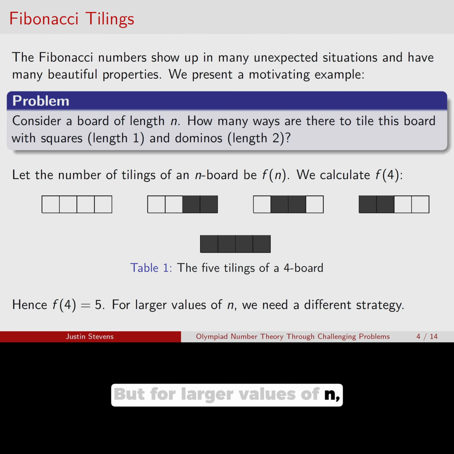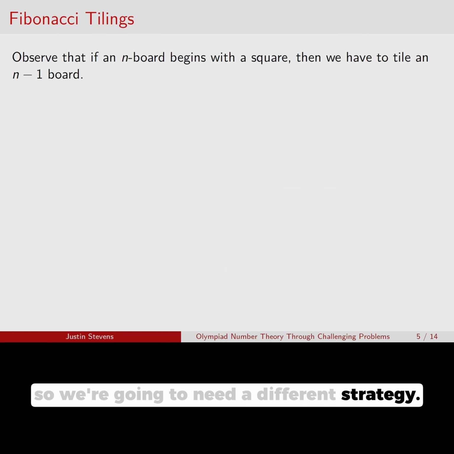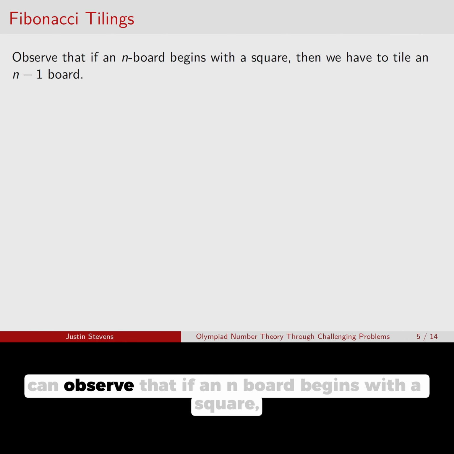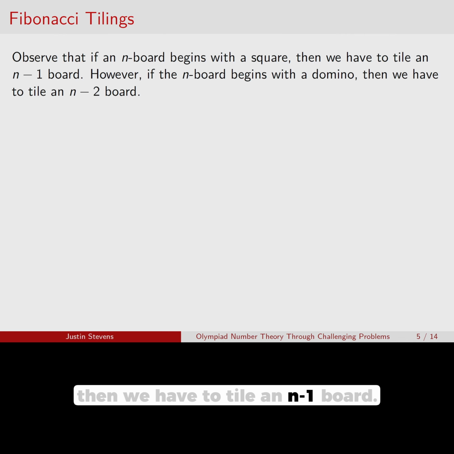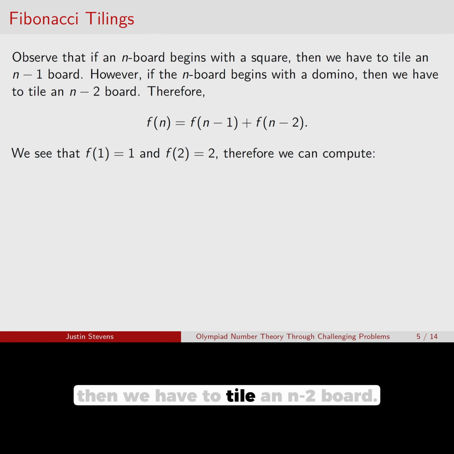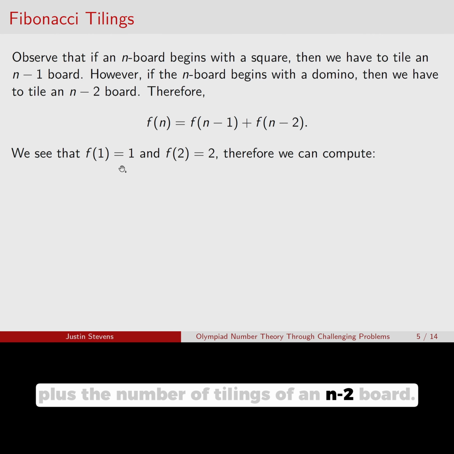But for larger values of n, we obviously can't do this manually, so we're going to need a different strategy. And to do that, we can break this into two cases. We can observe that if an n board begins with a square, then we have to tile an n-1 board. However, if the n board begins with a domino, then we have to tile an n-2 board. Therefore, the number of tilings of an n board is just the number of tilings of an n-1 board plus the number of tilings of an n-2 board.